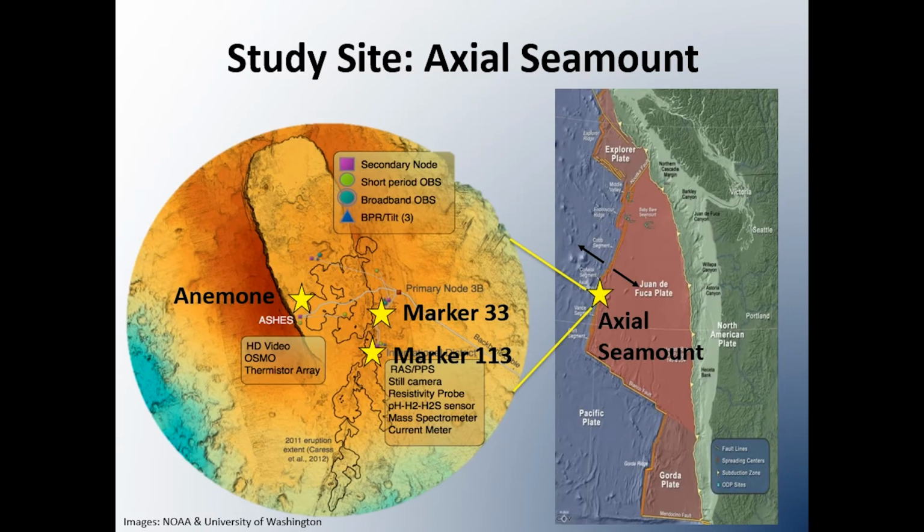Our study site, Axial Seamount, is a hydrothermal seamount situated on top of the Juan de Fuca Ridge spreading axis. The 3 diffuse vent sites of interest within Axial were Anemone, Marker 33, and Marker 113. Each of these sites was sampled each year from 2013 to 2015. This gave us the opportunity to conduct not only spatial analyses, but also temporal ones.